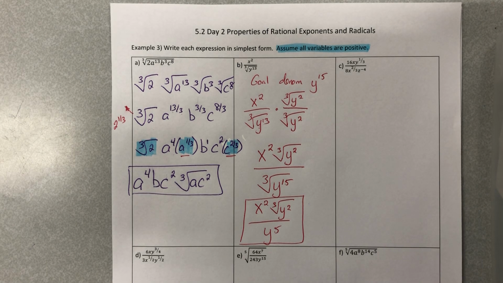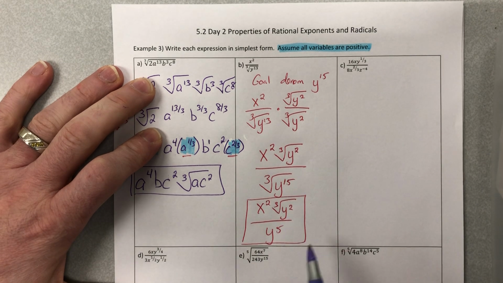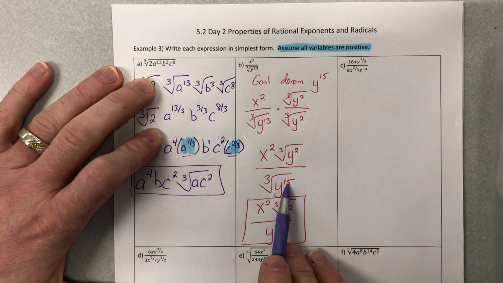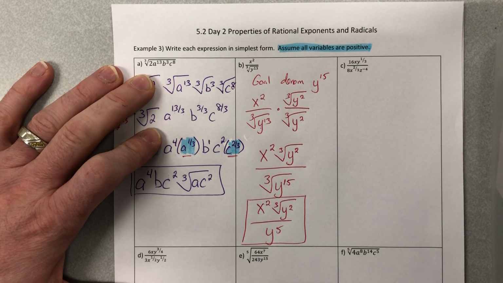Okay? You won't have a lot of those, but it's just important to understand that we want to make sure we can get rid of the radical in the denominator, and that's why we need to get this exponent in the denominator to be a multiple of 3 to be able to get rid of it.